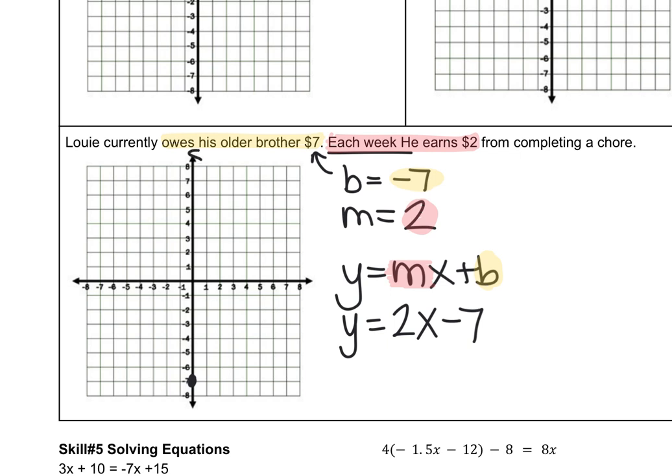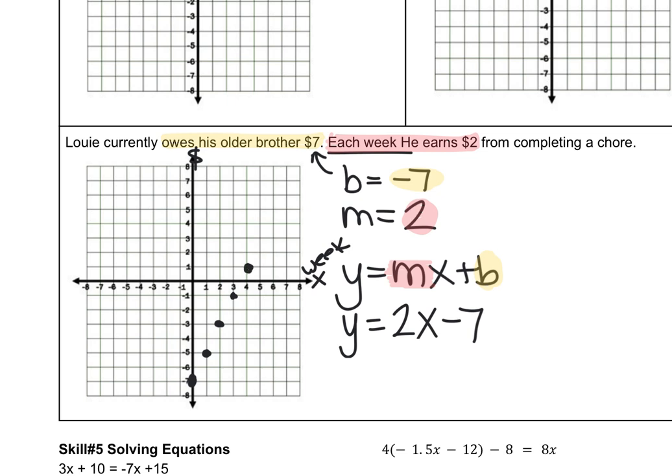So the y-axis, that's your money. And then your x-axis, that's your weeks. So I'm going to go up $2 one week later. So now I only owe $5. I'm going to go up $2 more for 1 week. Now I owe $3. $2 more, 1 more week. Now I only owe $1. $2 more, 1 more week.